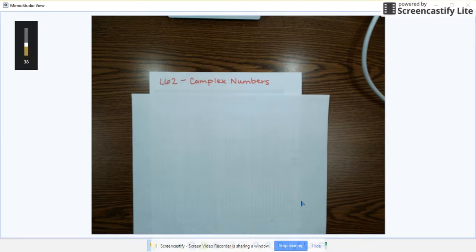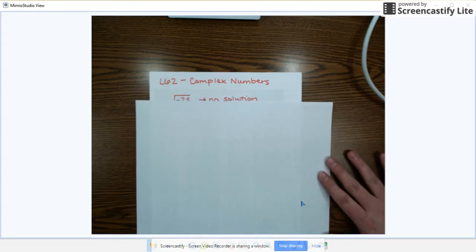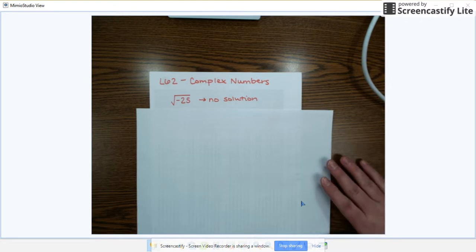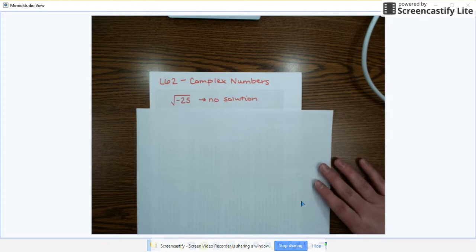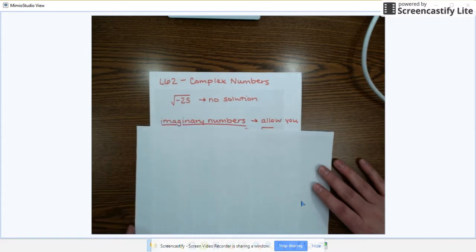All right, today we're going to talk about lesson 62. We're going to cover complex numbers. So as of right now, if we have the square root of a negative number, we say that there's no real solution because we can't find the square root of a negative number. But today we're going to talk about being able to simplify and actually find a solution to a problem like this. So we're going to introduce imaginary numbers.